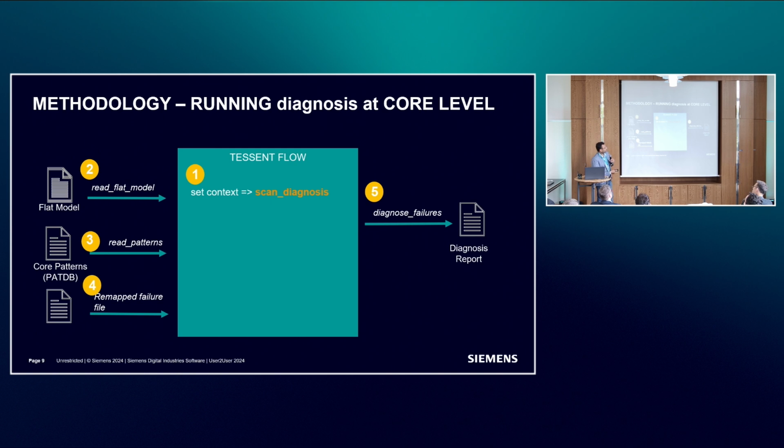Now with the file mapped to the core level, we can move to the scan diagnosis phase. The Tessent shell is set to the context scan diagnosis now. You read the core level flat model and the pattern at the core level, and then supply the remapped failure file generated from the previous stage. The ultimate goal of this stage is to issue the command diagnose failure, which is going to produce a diagnosis report that includes your possible suspects and symptoms.